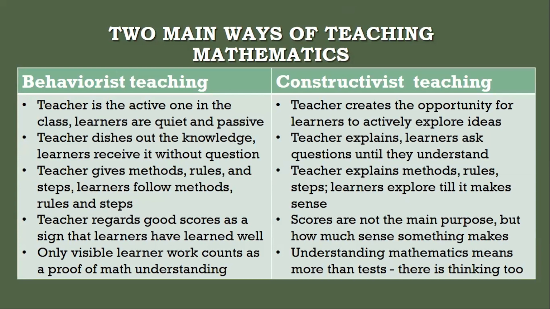In the old way, behaviorist teaching, the teacher is the active one in the class. The learners are just sitting there quietly and passively. The teacher is dishing out the knowledge. Learners receive it without a question. Teacher gives the methods, the rules, and the steps, and learners follow these methods, rules, and steps. Teacher regards good scores as a sign that the learners have learned well. So she doesn't mind if they don't understand, as long as they score well.